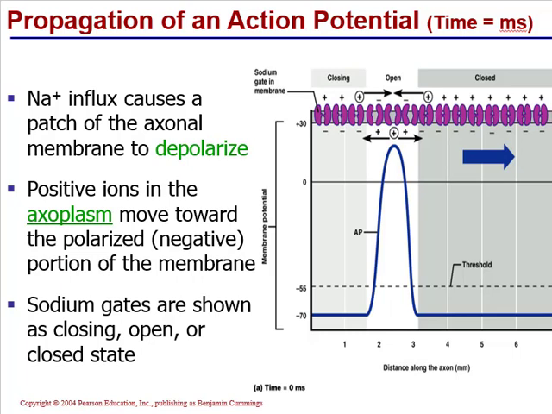Ions in the ECF move toward the area of greatest negative charge, and current is created that depolarizes the adjacent membrane in a forward direction. The impulse propagates away from its point of origin.